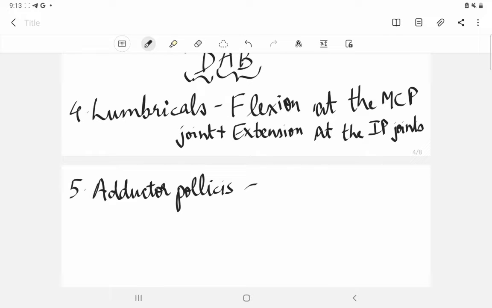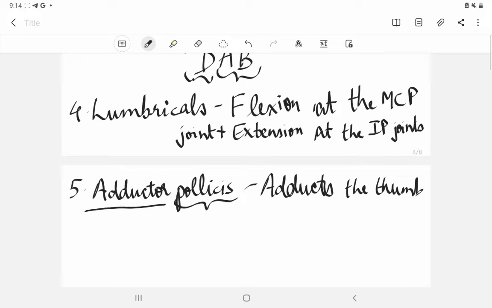Now the action of this muscle is in the name. What it does is it adducts the thumb, because the word pollicis means thumb, and since this is the adductor pollicis, it adducts the thumb.